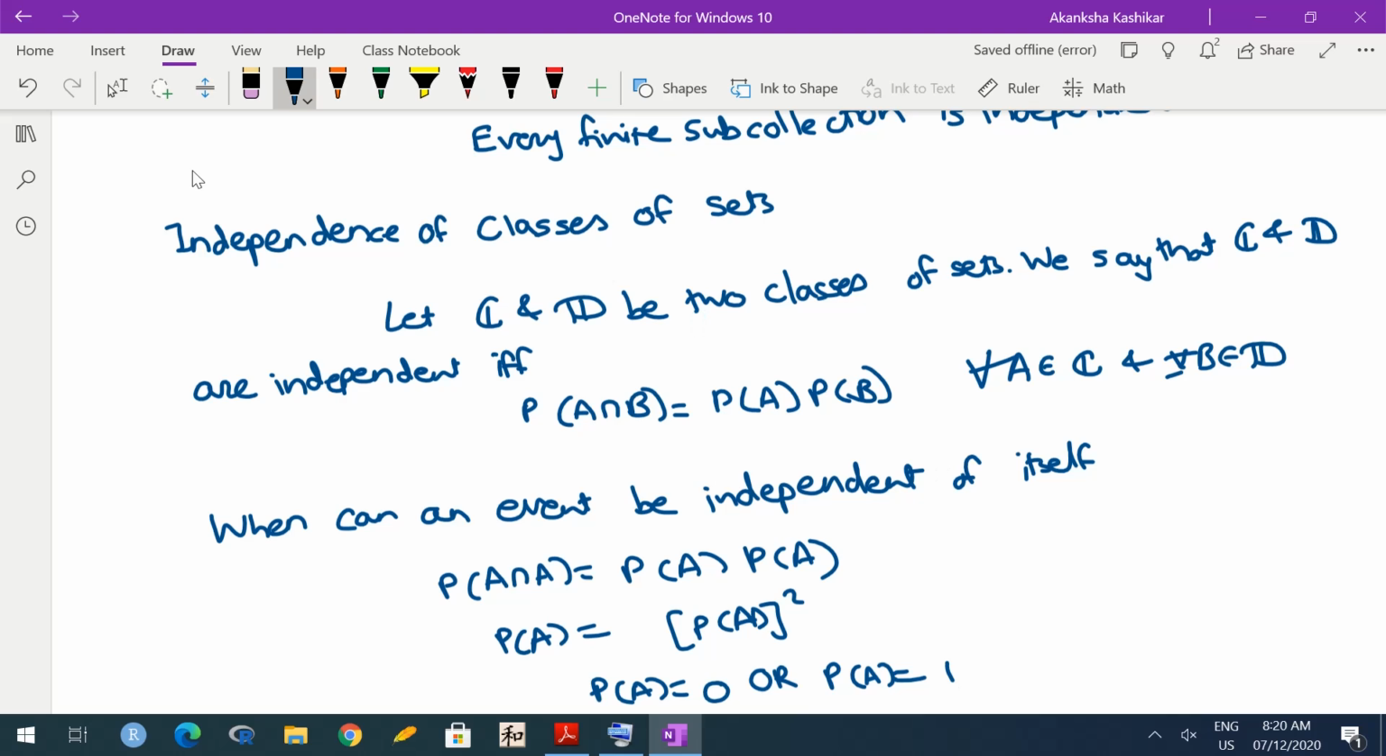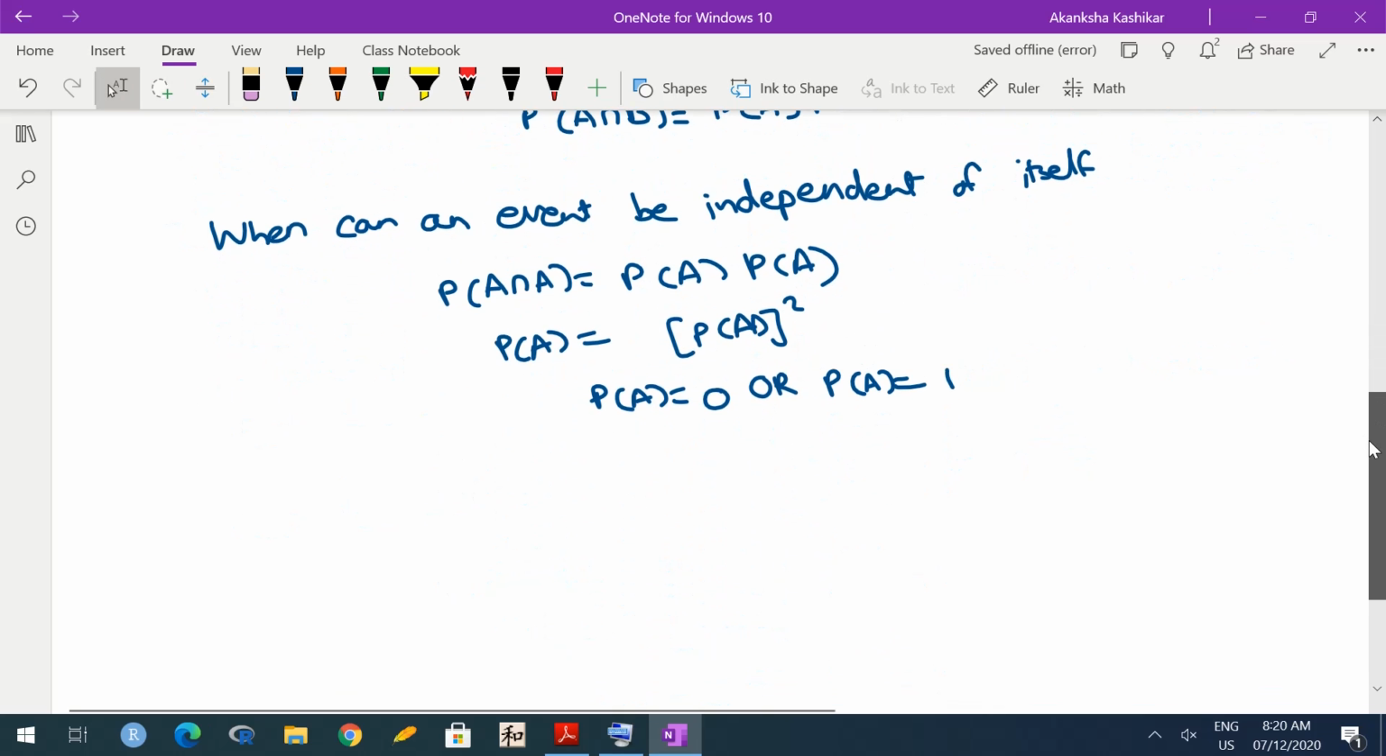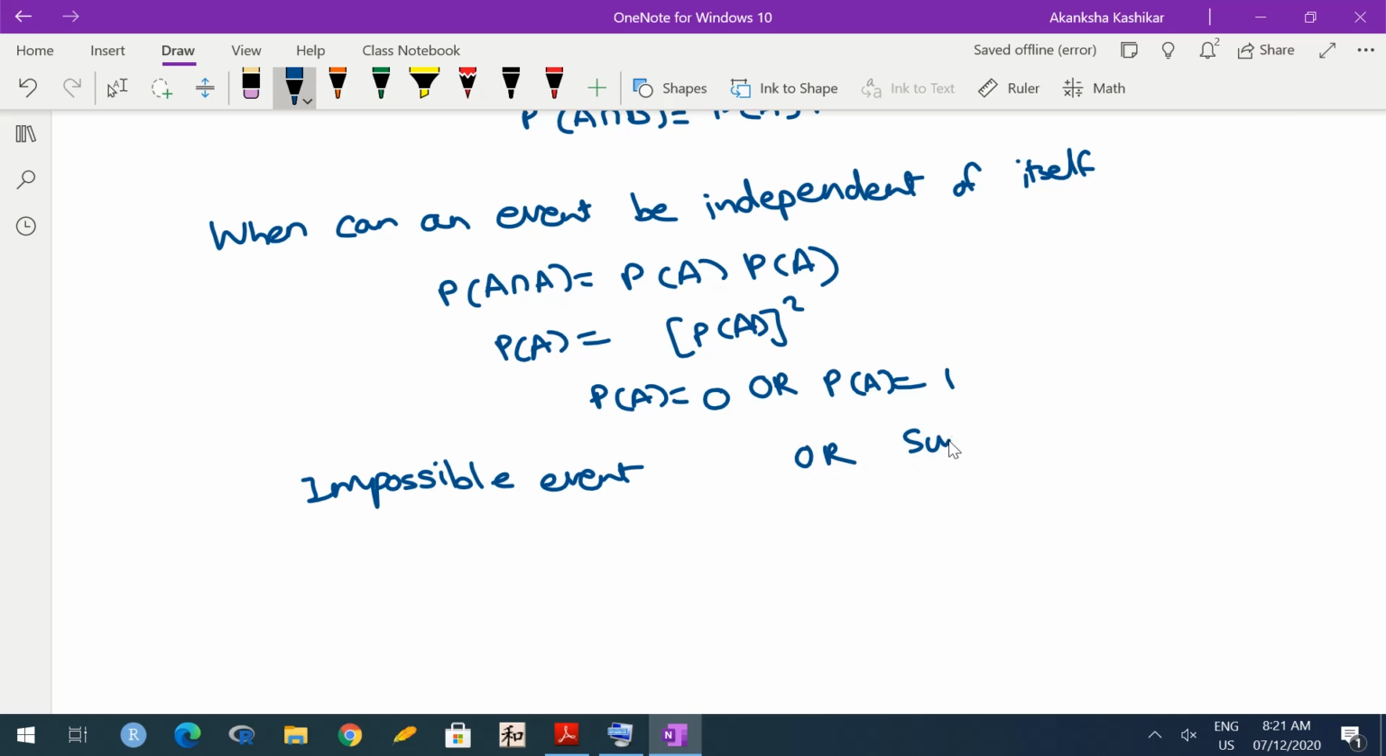Correct? Probability of A would be equal to probability of A square if and only if probability of A is either 0 or 1. Hence, an event is independent of itself if and only if it is either an impossible event or a sure event. So it has to be either an impossible event, that is probability of A is 0, or a sure event. Then the event will be independent of itself, and it's both ways. Every impossible event would be independent of itself, and every sure event would be independent of itself. Is it okay? And are there some events which are independent of, say, every event?